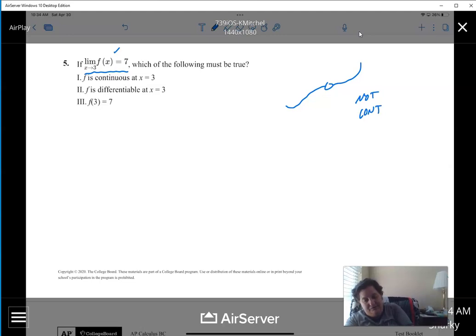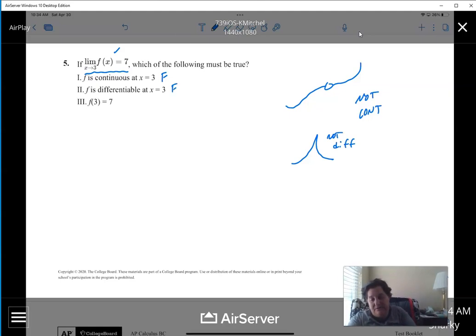So does that have to be true? No, that's false. Does it have to be differentiable? Well, let's remember that if it's not continuous at that point, it can't be differentiable at that point. Also, something like this. Okay, the limit exists, but it's not differentiable right there, right? So that does not have to be true.